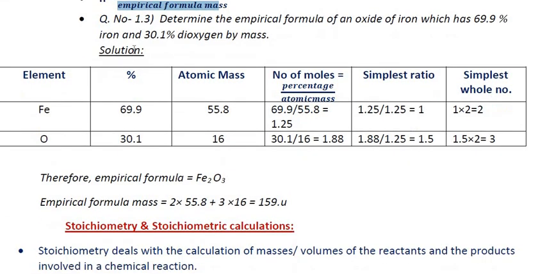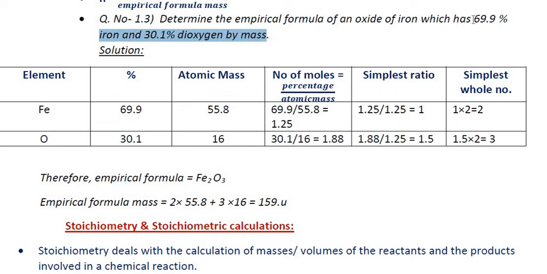Now we come to the question which I have taken from the NCERT, question number 1.3. This question belongs to the exercise of the first chapter of your book. So let's see what the question is. The question is to determine the empirical formula of an oxide of iron which has 69.9% iron and 30.1% dioxygen by mass. Dioxygen is the oxygen gas. Since it is O2, it is also called dioxygen.